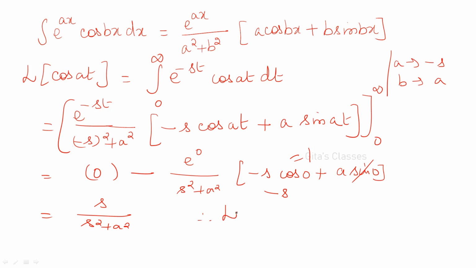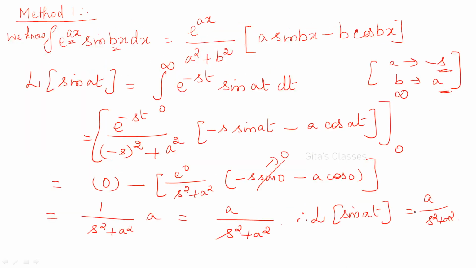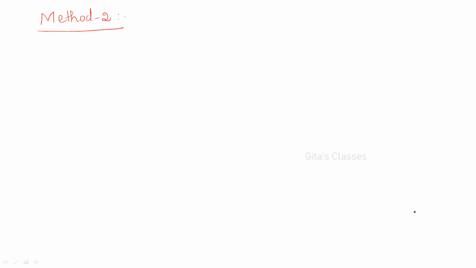Therefore, L of cos at is equal to s by s squared plus a squared. So in method 2, we have seen L of sin at as a by s squared plus a squared, and L of cos at as s by s squared plus a squared. Now, both together, we can see another method.